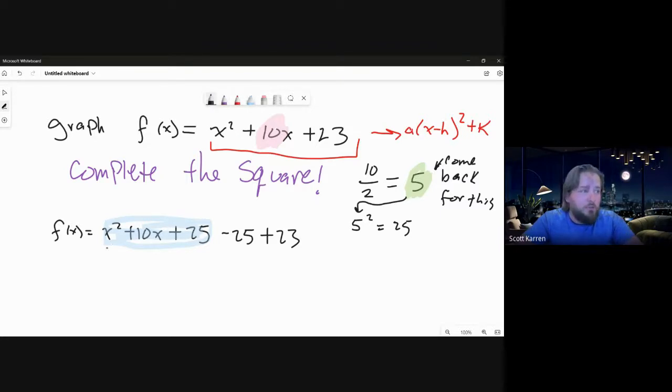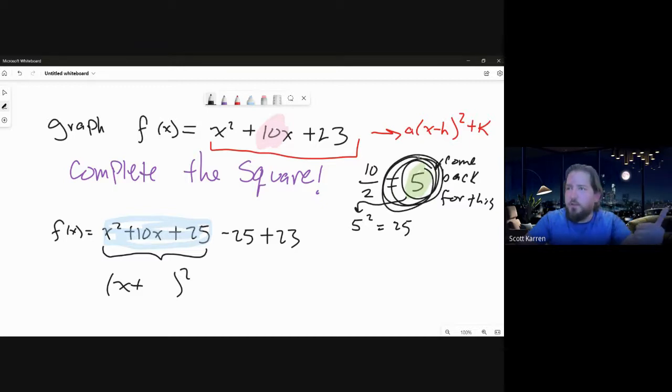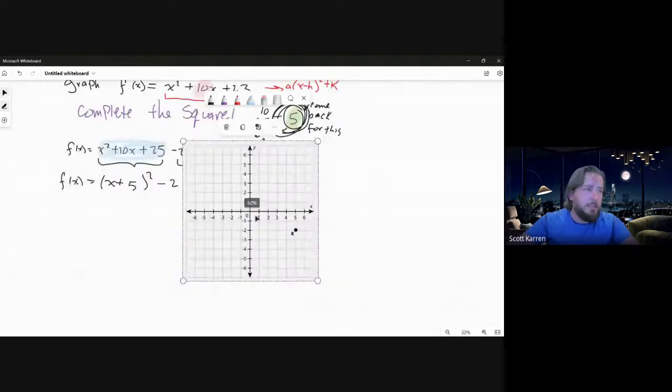That is to say, when I factor these three, I'm going to get x plus something squared. And what is that something? It's always going to be that middle number divided by 2. It's that 5. So it's x plus 5, and then I just clean up this junk over here. Minus 25 plus 23 is minus 2, and I've got my function in that form. And the reason that I care about this is because now, if I want to graph this thing, it's easy to do so.